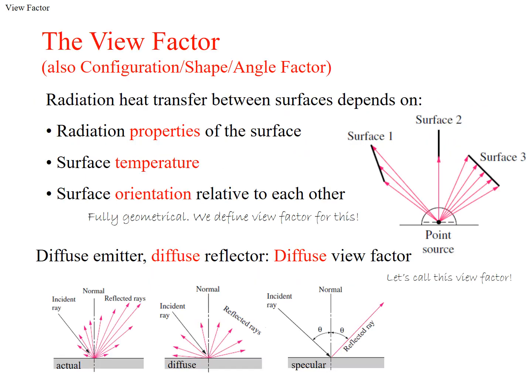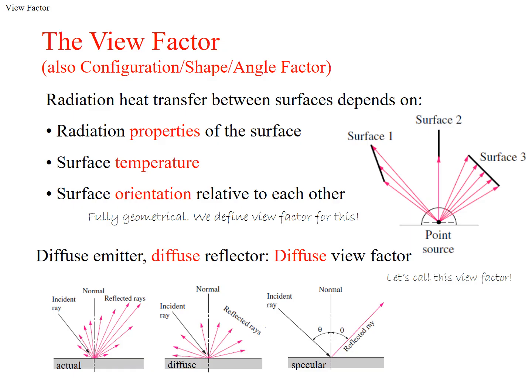We want to talk about a new parameter called the view factor. It's also called the configuration factor, or the shape factor, or the angle factor. You may have already guessed that it's probably a factor that has to do with some sort of geometry or the orientation of surfaces, which you are right. So now I'm going to back up a little bit.